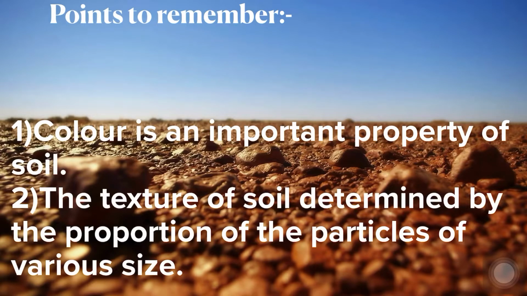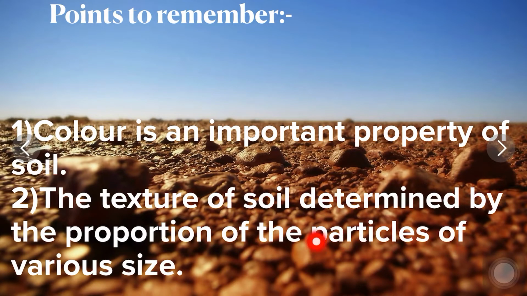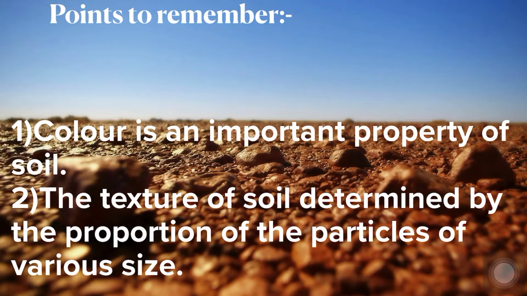Points to remember. Color is an important property of soil. The texture of soil determines the proportion of the particles of various sizes in soil. Uses of soil. Soil testing has two methods, that is pH and electrical conductivity method. And causes of diminished soil fertility.